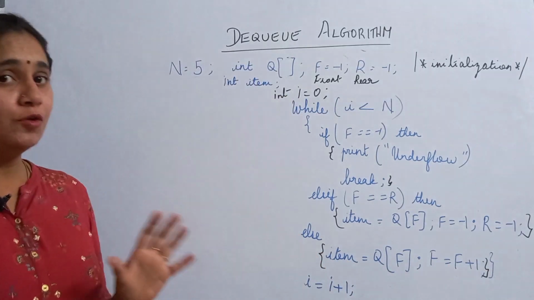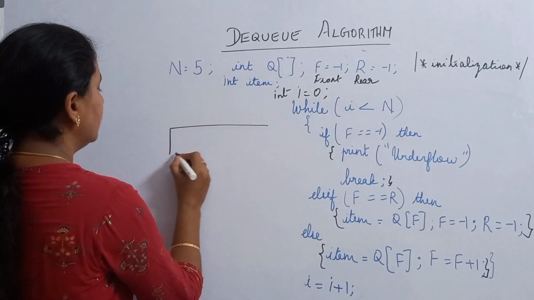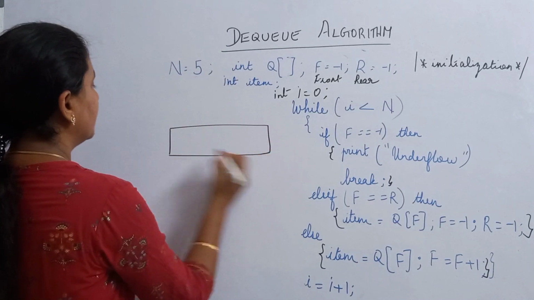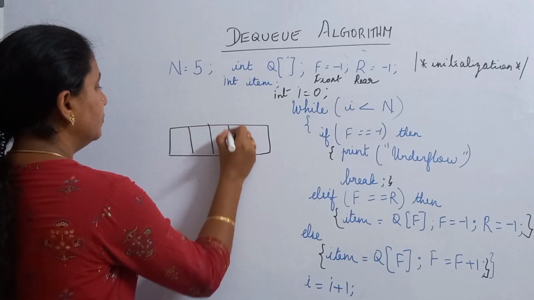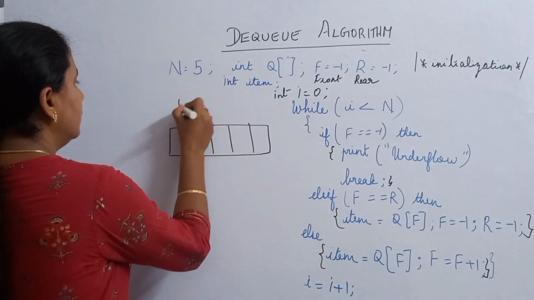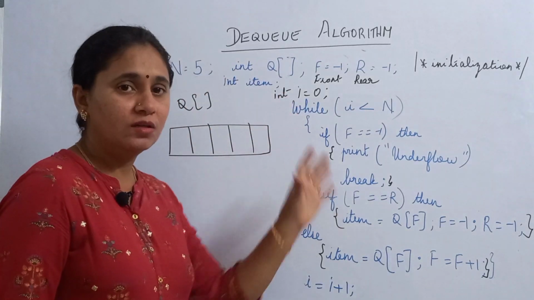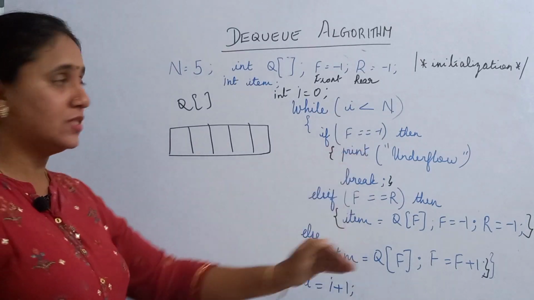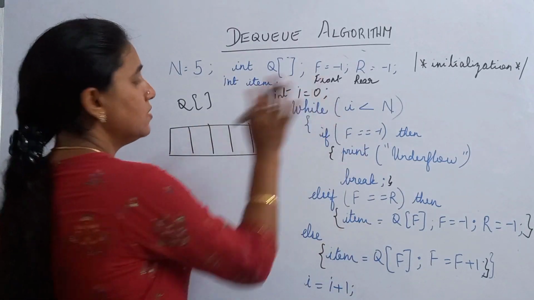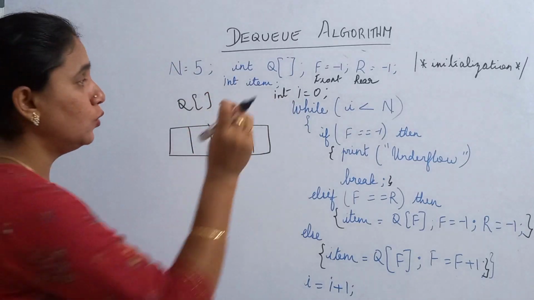Now shall we go for the discussion? Before starting, let me draw a queue data structure: 1, 2, 3, 4. Now this is a queue. Now I am going to start checking the conditions. Initially i is equal to 0, so now use that i value in the while loop.